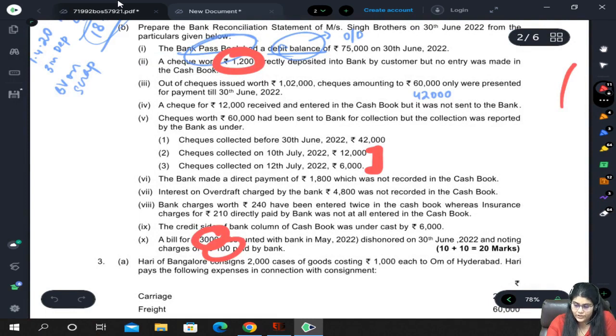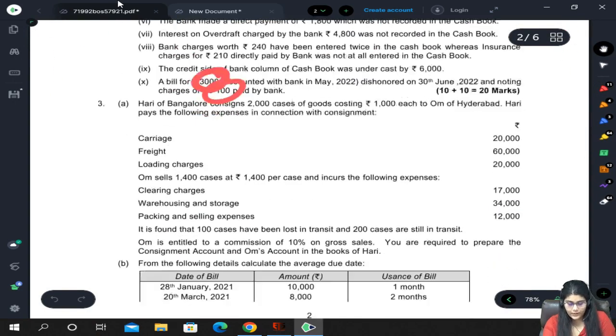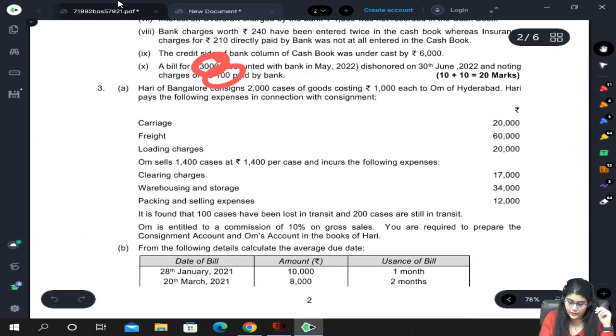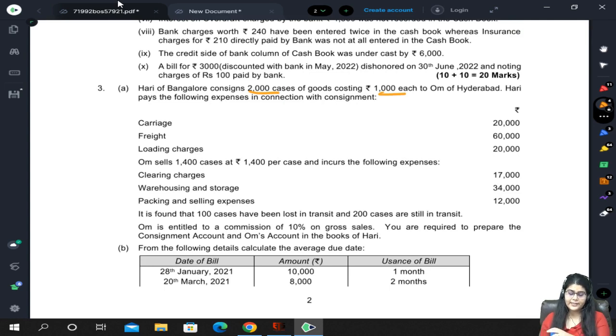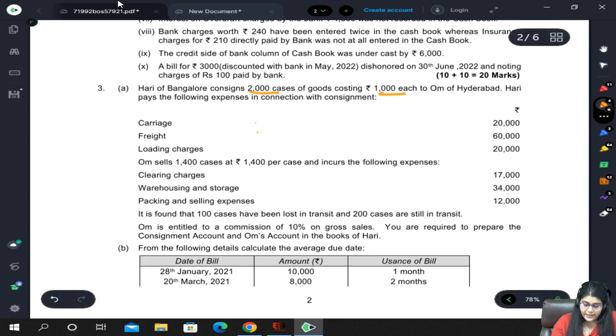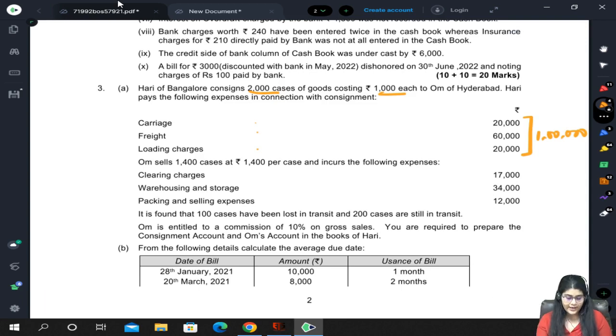Moving on to the next question. 3A. Hari of Bangalore consigns 2,000 cases of goods costing rupees 1,000 each to Om of Hyderabad. Hari pays the following expenses in connection with consignment. So expenses incurred by Hari while sending the consignment was carriage, freight and loading charges totaling to 1 lakh. 20, 60 and 20 totaling to 1 lakh rupees.